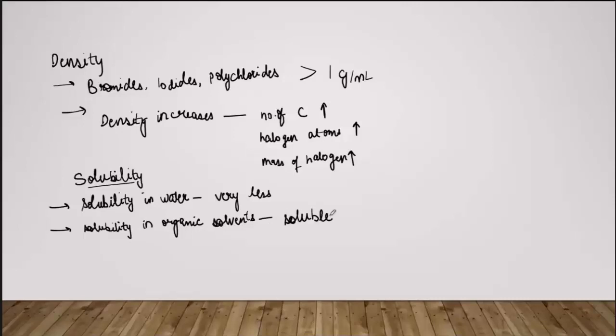So this was all about the physical properties. We discussed 4 physical properties. That was the color and odor. Then the second one was the melting point and the boiling point. Then the density and the solubility.